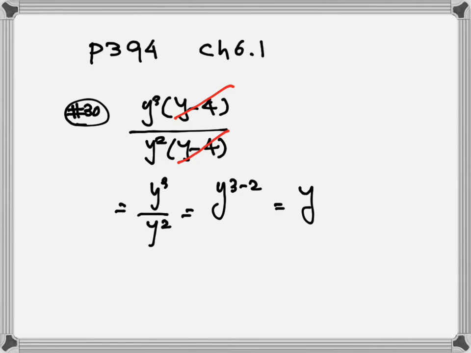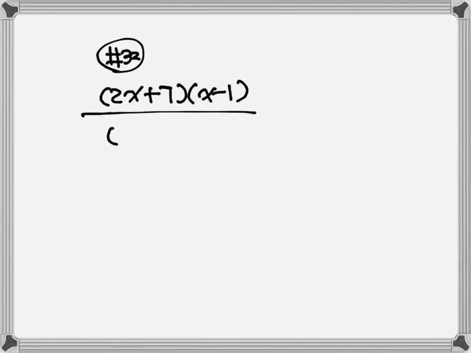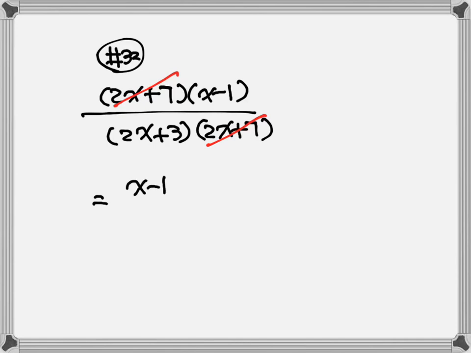Okay, now let's look at number 32. Number 32, we have 2x plus 7 times the parenthesis of x minus 1, over 2x plus 3 times 2x plus 7. Again, when you divide, if the top and the bottom have exactly the same factor, you cancel it out. So here we're going to cancel out the 2x plus 7. So my answer is equal to x minus 1 over 2x plus 3.